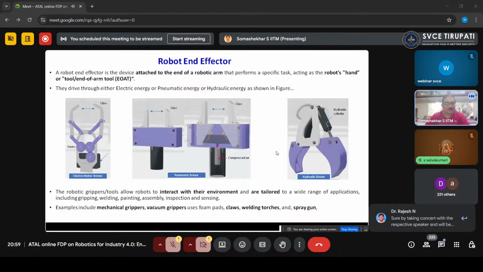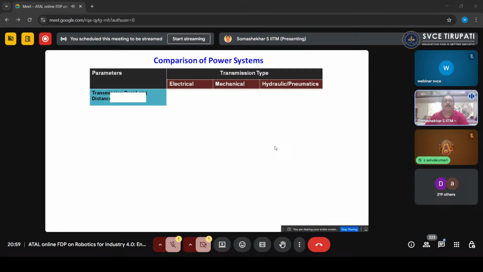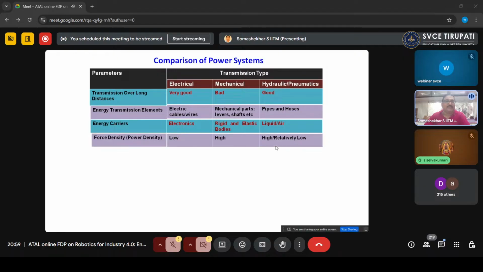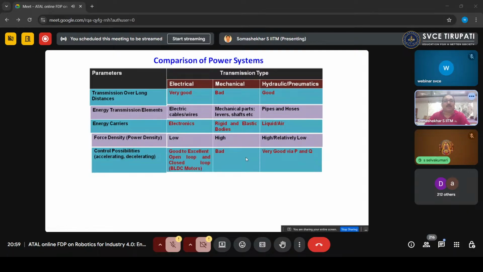An example of mechanical grippers is a vacuum gripper. Vacuum grippers generally use foam pads. Okay, you'll see the comparison of mechanical, electrical, and hydraulic actuators based on the transmission of power, energy transmission element, energy carriers, and force density. Electrical actuators are low, force density is more in mechanical, and high to relatively low in hydraulics and pneumatics. Control capabilities are very good in electrical compared to the others.